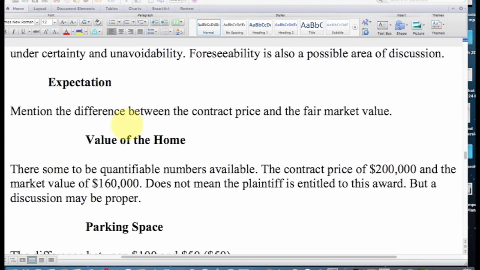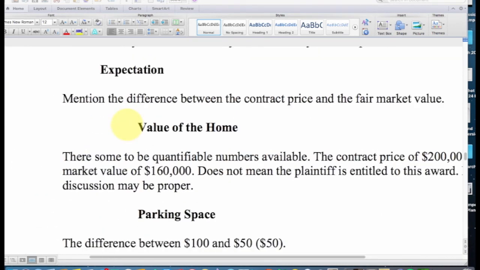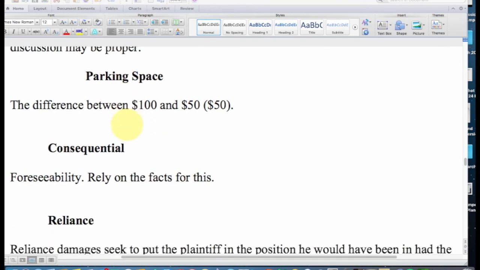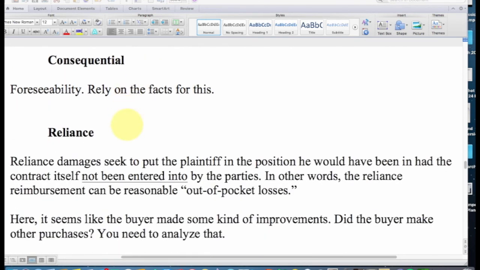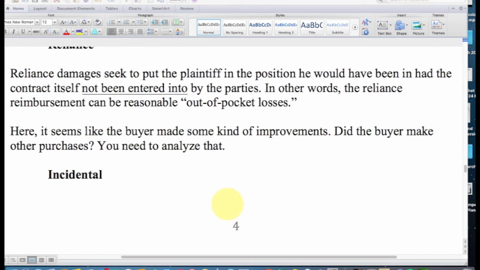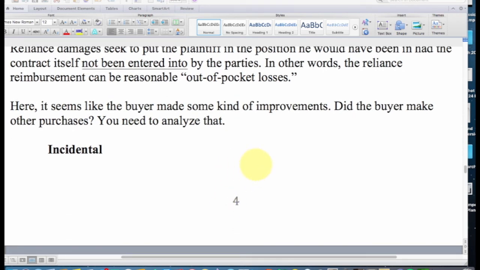Now, expectation, let's see. You can mention the contract price and the market value. And we have there the value of the home, and we have the parking space. And let's see, consequential, anything that is foreseeable, address that. Reliance. Okay, let's talk about reliance. So there, the plaintiff seeks to be in the position that he would have been in had the contract itself not been entered into. So, in other words, we're looking for reimbursements that the harmed party made out of pocket. So, we're looking for out of pocket losses. And here it does seem that the buyer made some kind of improvement. Did the buyer make other purchases? So, you need to consider that.